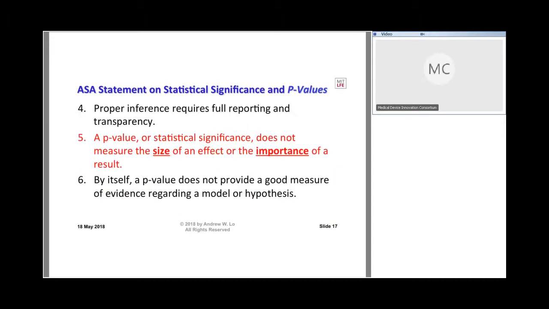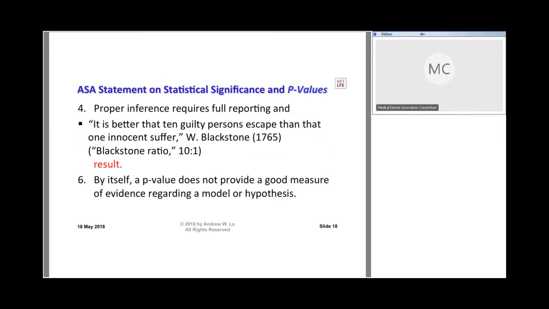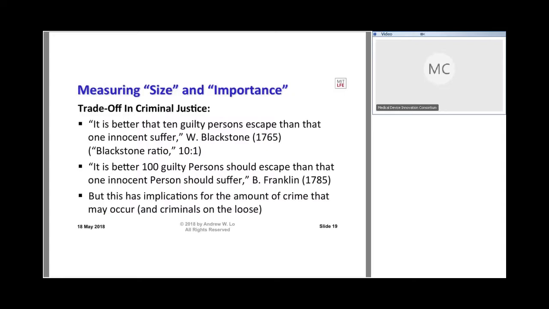Now, the trade-off that I just described in that LA Law episode is sometimes called the Blackstone ratio. Blackstone in 1765 said it is better that 10 guilty persons escape than that one innocent suffer. But it was Ben Franklin that came up with a 100-to-1 ratio. These are specific statements about how you trade off type 1 versus type 2 error. And they have different implications for things like the amount of crime that may occur and the amount of criminals that are on the loose.